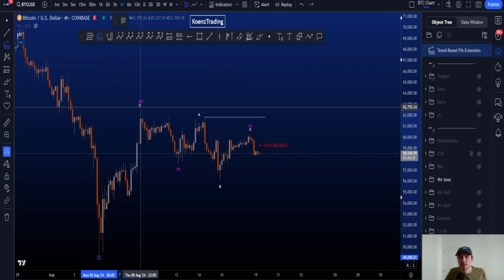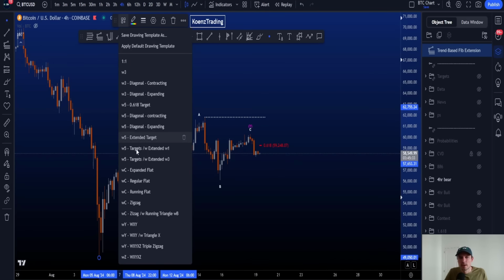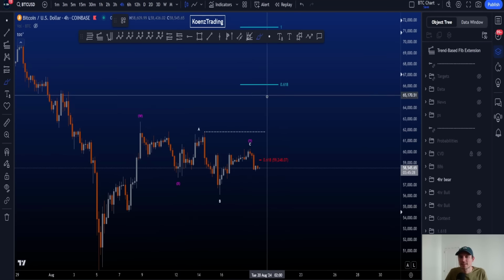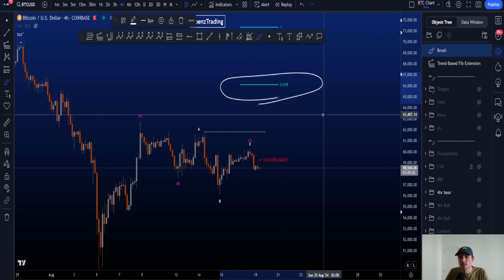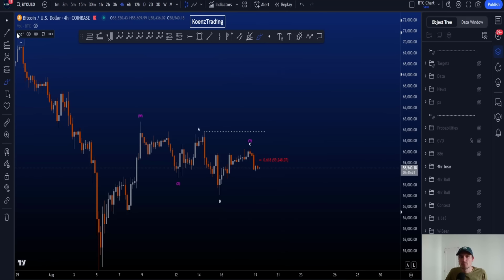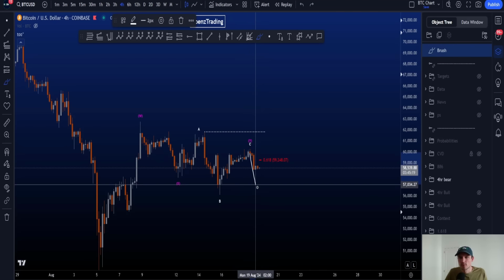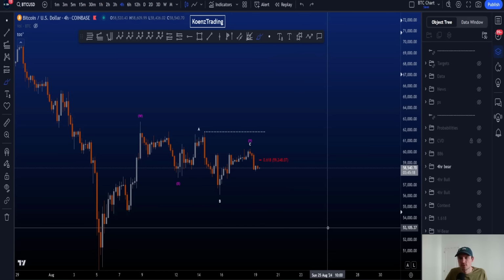And also your minimum target for wave Y would be the 0.618, and we did not even get close to the 0.618, which reduces the probabilities for a wave Y to finish at this high and then look for a bigger wave 1, 2 and continuation to the downside.